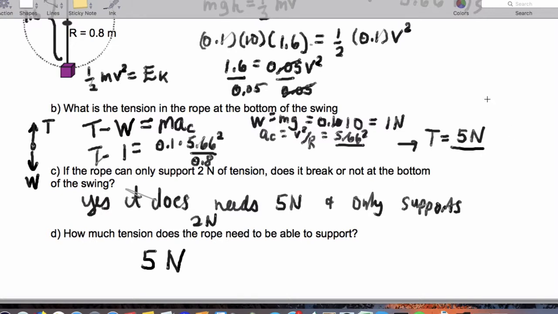So that's the second page of the practice test, and we'll take a look at the third page in the next video.